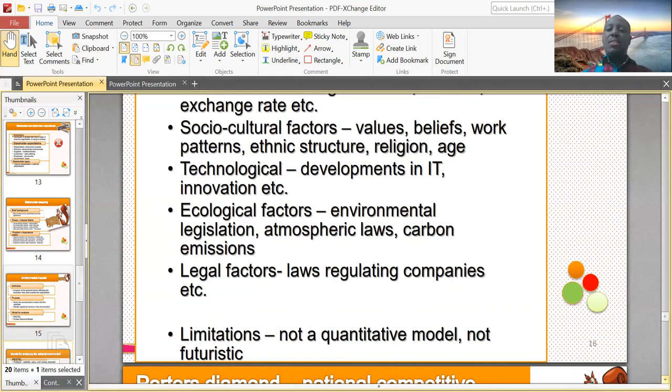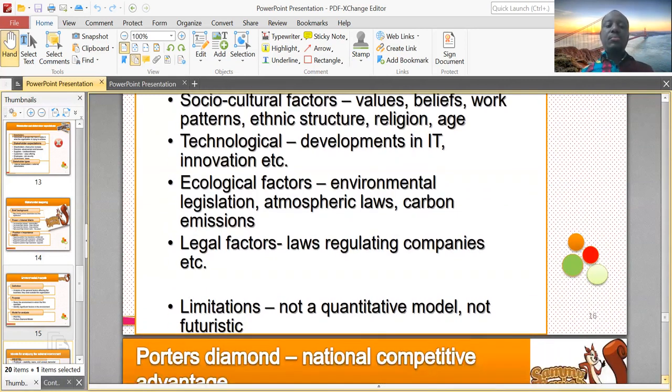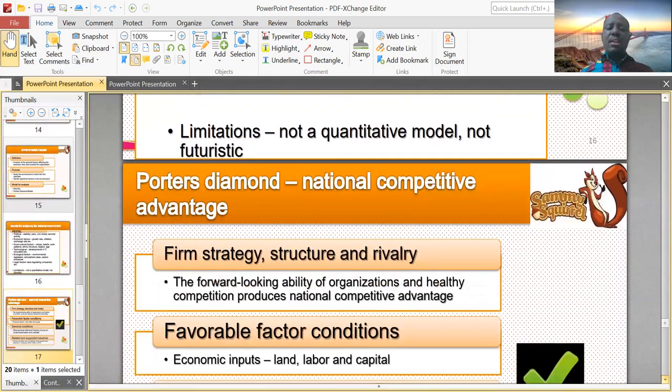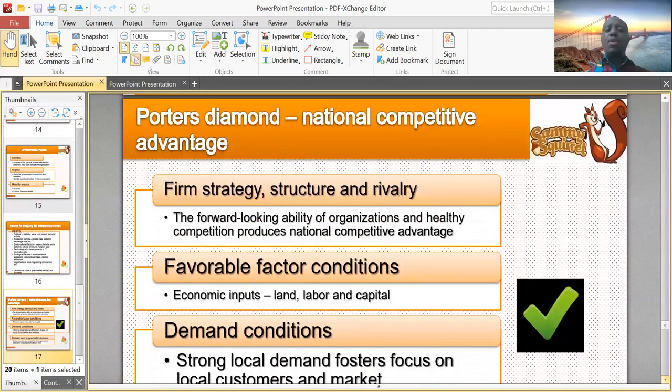It's also not necessarily futuristic. It helps the organization to understand its environment at a certain point. Presently, what are the influences that affect my business? So it's not necessarily futuristic. It focuses on the present factors in the environment that are influencing the organization. So let's move on to the next model, which is the Porter's Diamond, which is focused on national competitive advantage.